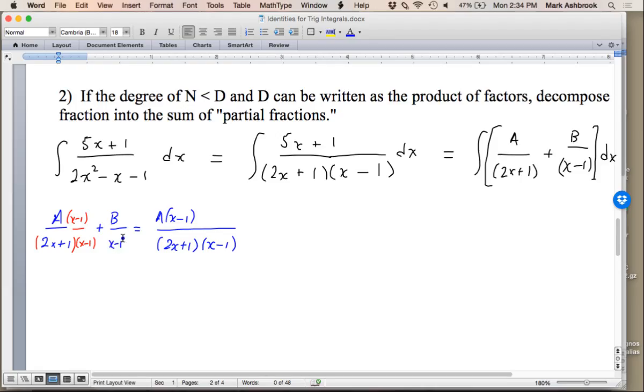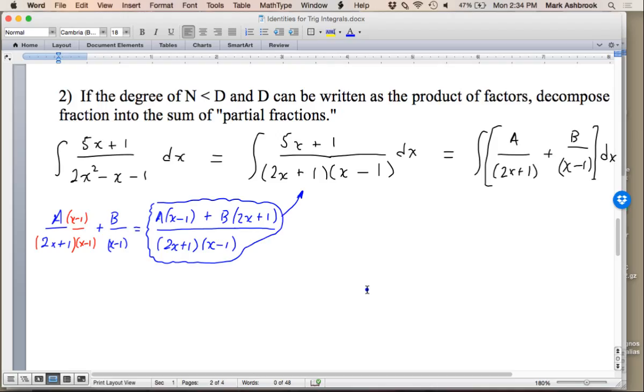And what am I going to multiply the top and bottom by in the second fraction to get my common denominator? 2x plus 1. So I have B times 2x plus 1. So this right here is another form that is equal to that right there. Right, because this is equal to this is equal to this.